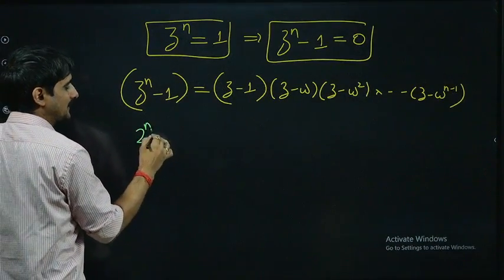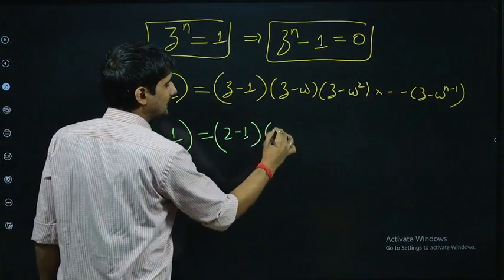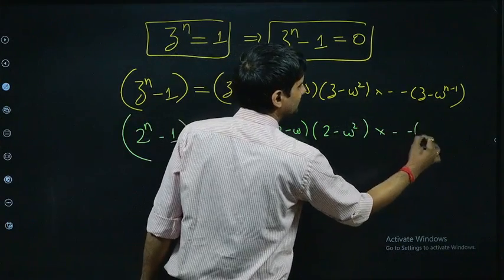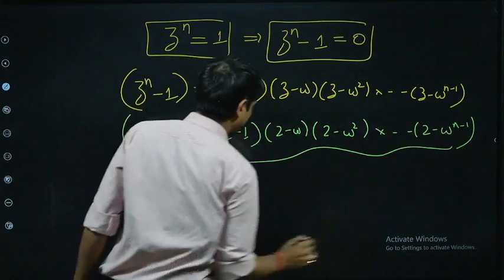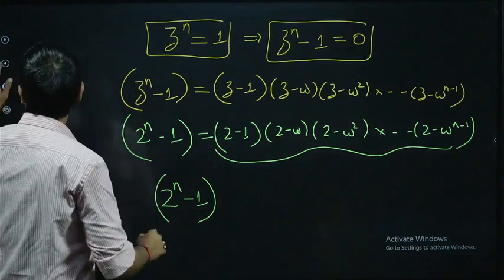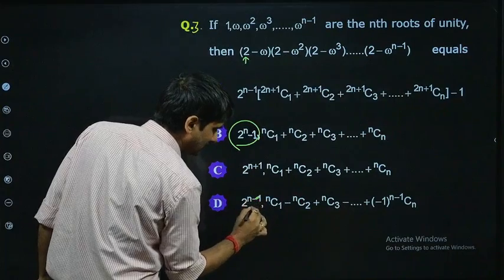So 2 raised to the power n minus 1 is 2 minus 1 into 2 minus omega, 2 minus omega square, up to 2 minus omega raised to power n minus 1. So that's what we need. So the answer is simply 2 raised to power n minus 1. That's one option here.